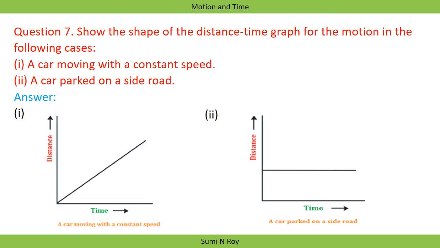Then the next is a car parked on a side road. So here the car is parked, means the car is stationary, the car is at rest. So a distance time graph for a body which is at rest will be a straight line parallel to time axis, as shown in figure.